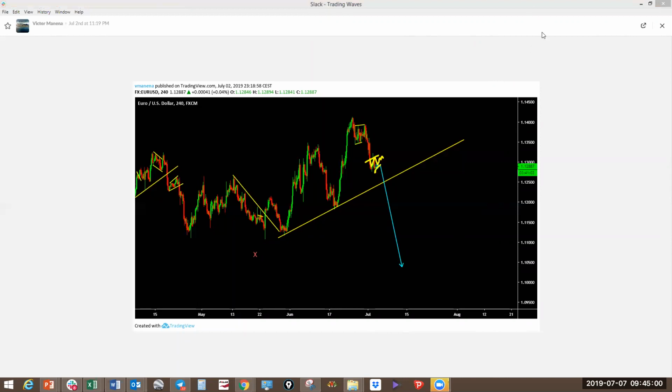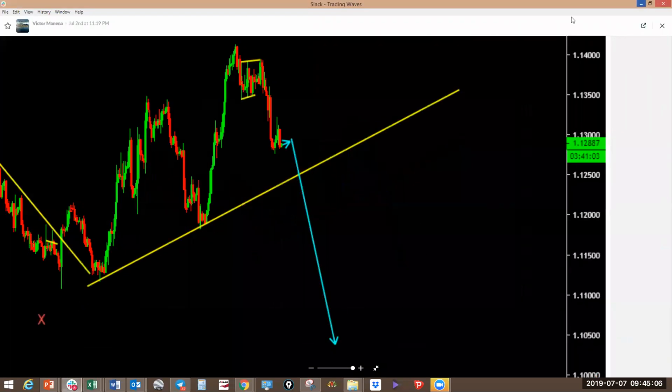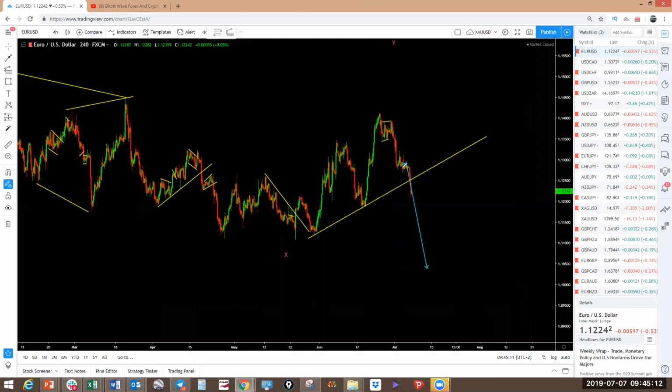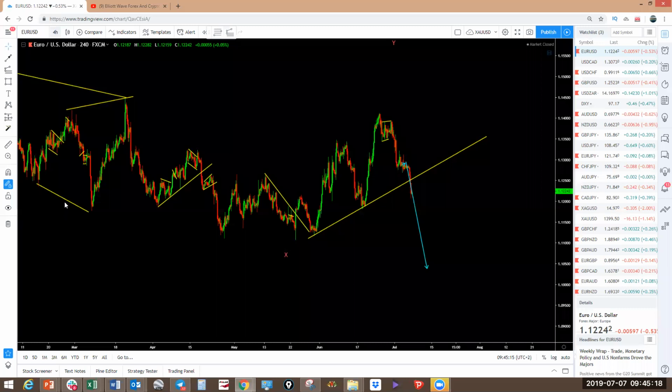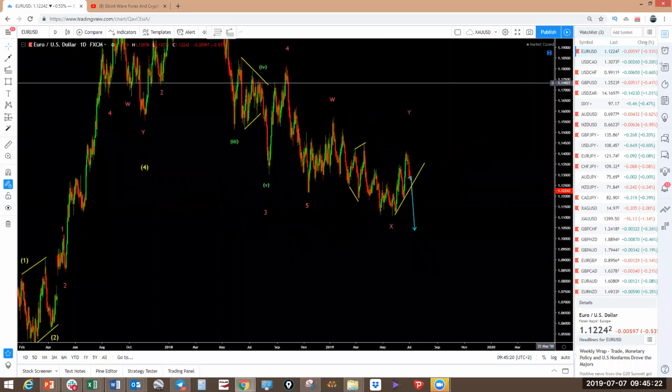Okay, so let's have a look here. It's not a lot of pips at the moment, but it's quite a bit. So this is where we are currently. We've already dropped from here. Why are we looking for this to drop here? Let's look at the structure, because the trade comes from the structure. Let's look on the daily here. You guys know what we're looking at here.